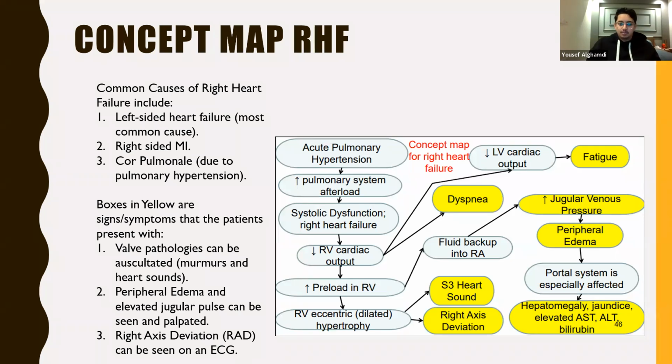Again, boxes in yellow, symptoms, right? Dyspnea, fatigue, jugular venous pressure, peripheral edema, hepatomegaly, jaundice, alanine aminotransferase and aspartate aminotransferase, bilirubin, which are all signs of liver damage. Also, like the S3 heart sound that we talked about before, and in right heart failure, right axis deviation.